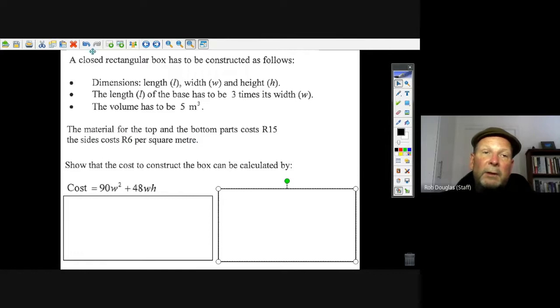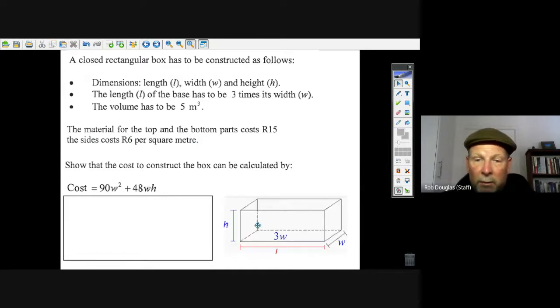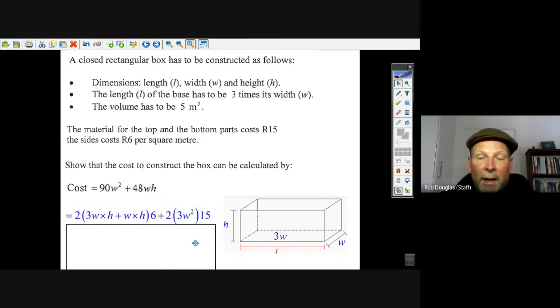Well, the first thing you do is you need to make a picture. So you make a picture like this. Make a rectangular box. Well, there's the width. Let's call that W. The length has to be 3W. And there's H. Okay? Now, if we're working out the cost, what we need to work out is the different parts.